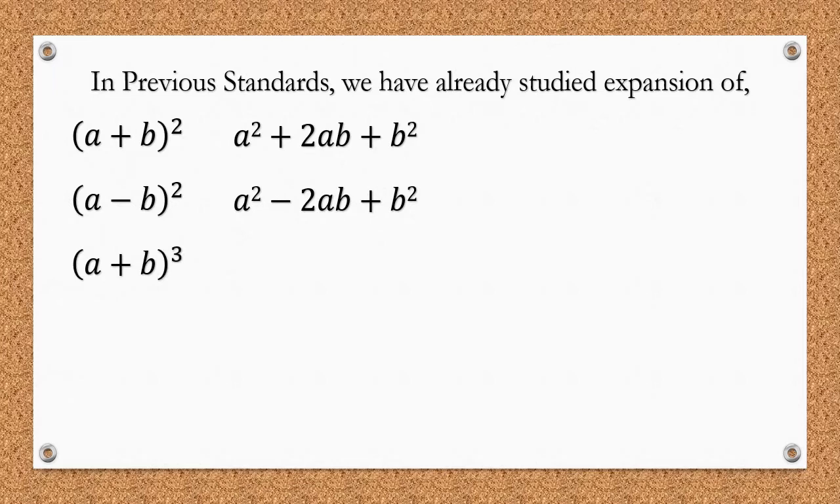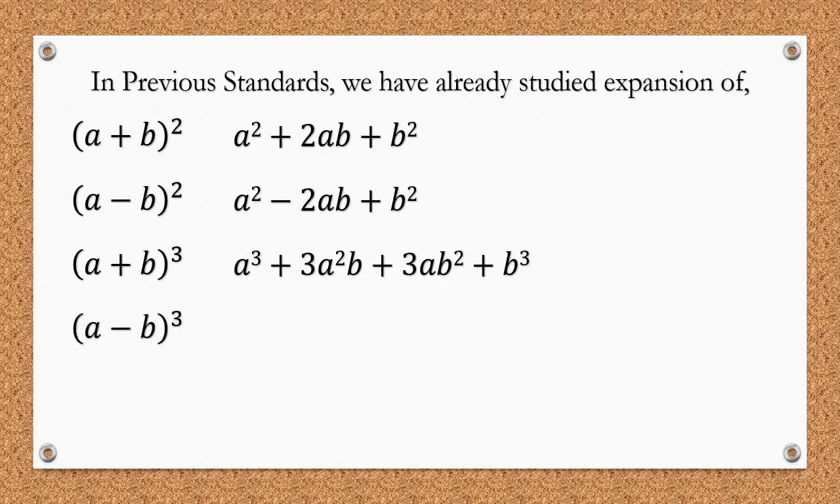So if you don't remember it, it's okay. It is going to be a cube plus 3a square b plus 3ab square plus b cube. And if again I change the sign, it becomes a cube minus 3a square b plus 3ab square minus b cube. Now you might be saying that these have been taught so many years ago.